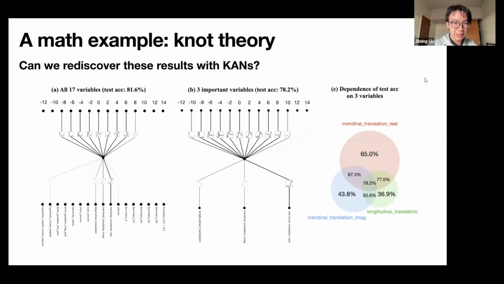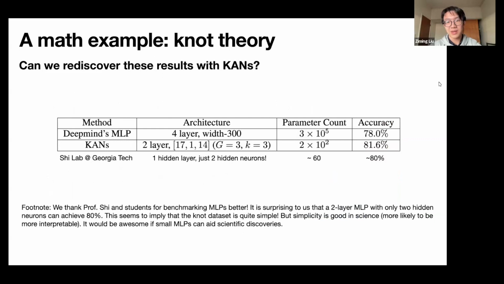You can just achieve the same level of accuracy with just a really compact KAN network. But people from the Shi lab at Georgia Tech found that actually you can have just a 60-parameter MLP to similarly achieve 80% accuracy. So this is also surprising to me. I think this seems to imply that the knot dataset is actually not that difficult, and so I think this is not bad news for KAN, but I think this is good news.